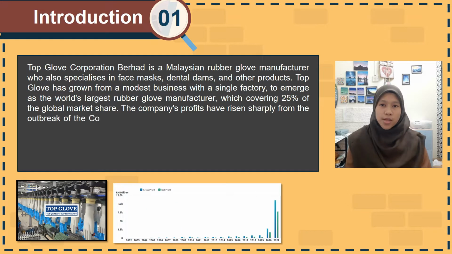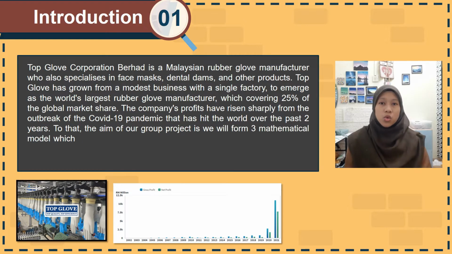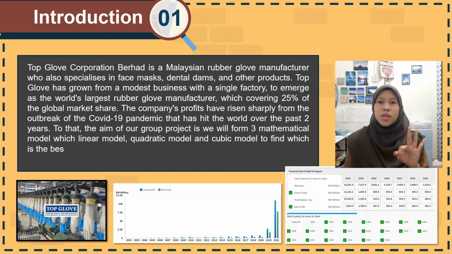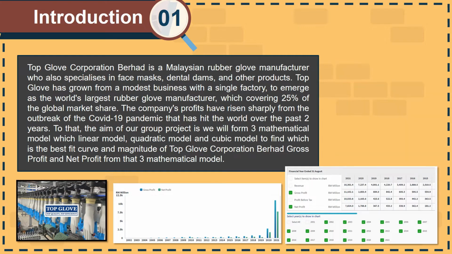The company's profits have risen sharply since the outbreak of the COVID-19 pandemic that has hit the world for the past 2 years. The aim of our group project is to form 3 mathematical models, which are the linear model, quadratic model, and cubic model, to find the best fit curve and the magnitude of error for Top Glove Corporation Berhad's gross profit and net profit. So, let's go.